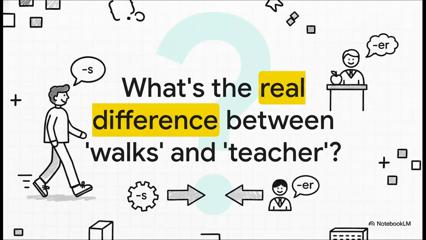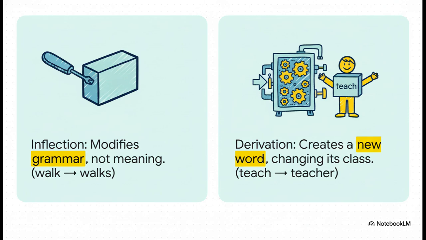To really wrap our heads around this, let's look at a puzzle. What's the real difference between walks and teacher? In both cases, we're just adding a little something to the end of a word, right? Walk plus s, teach plus er. But what's happening is fundamentally different. So, what is it? And here's the big reveal. Adding s to make walks is what we call inflection. It just adds a bit of grammar. It tells you who is walking. The word is still a verb. The core meaning is the same. But adding er to teach, that's derivation. It literally creates a new word, teacher, changing it from an action, a verb, into a person, a noun.